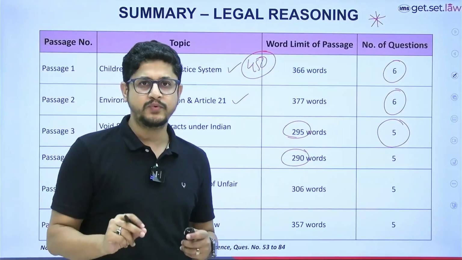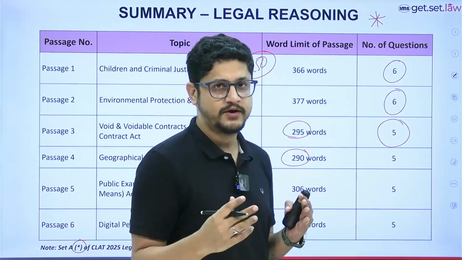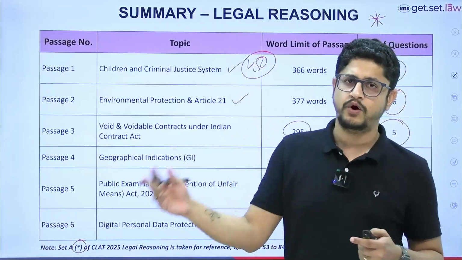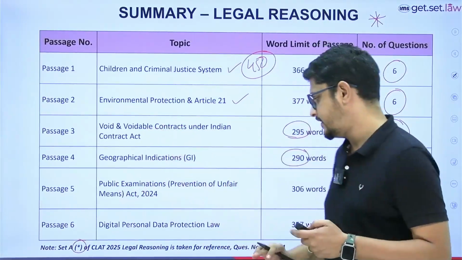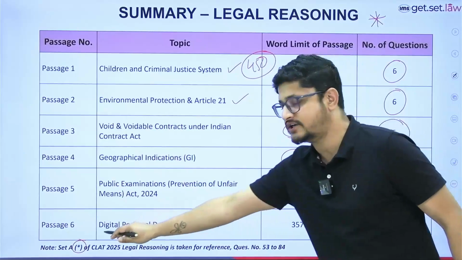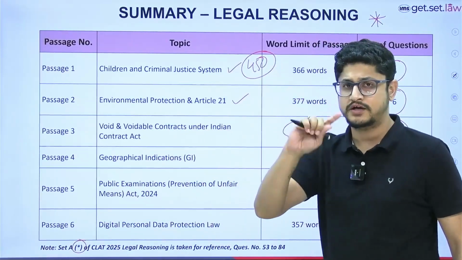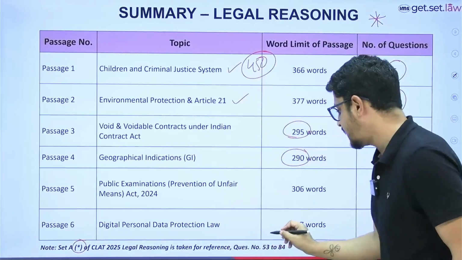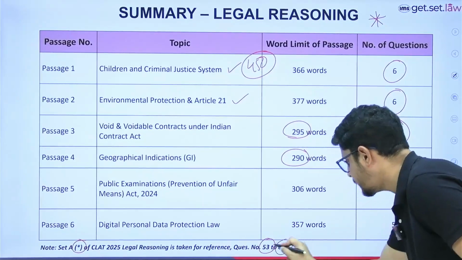And there was one question which even raised concern, where there was a debate. So what that question is about, that is there. Okay? And also one thing to note, that in section A the numbering of the questions is going to start with question number 53 to question number 84.